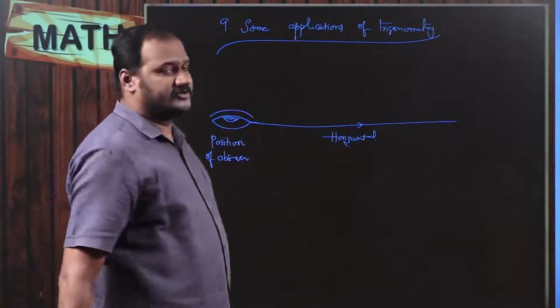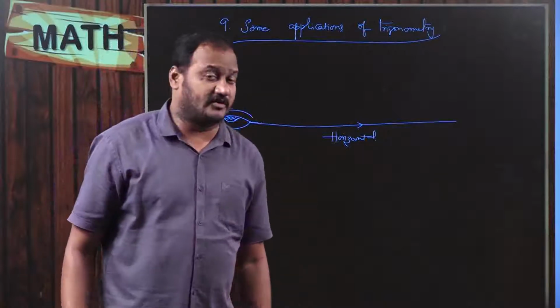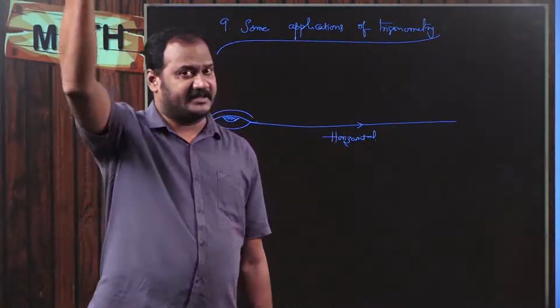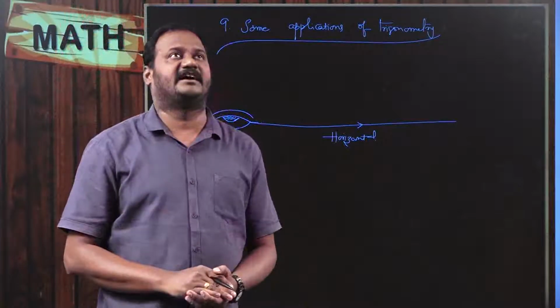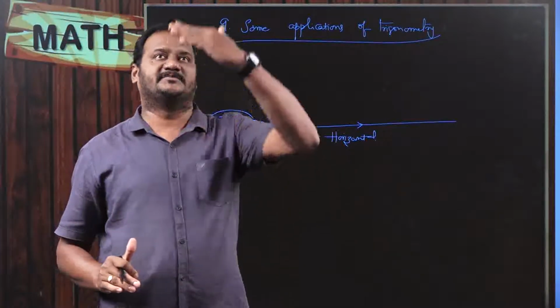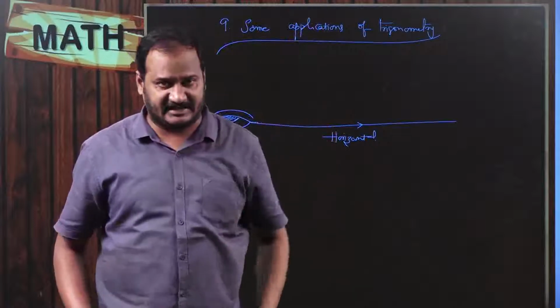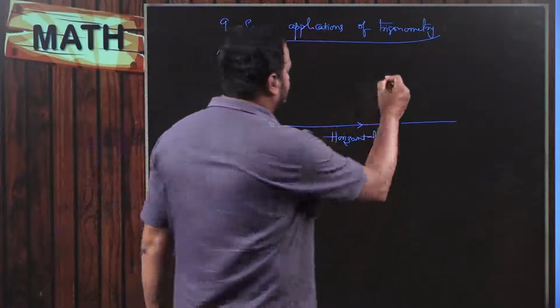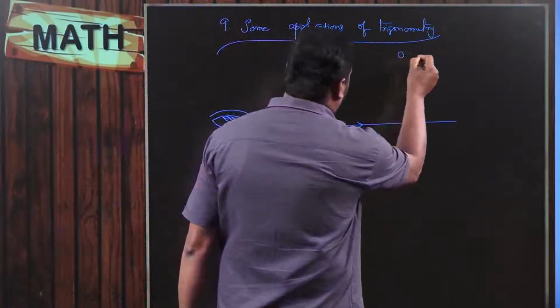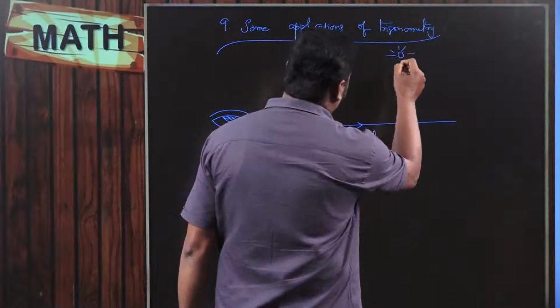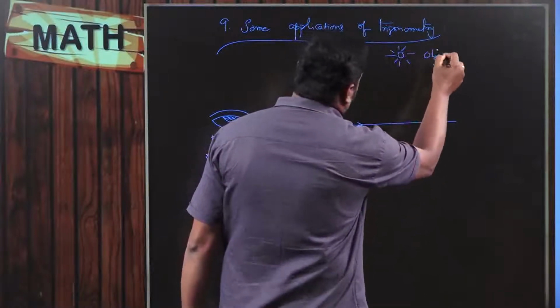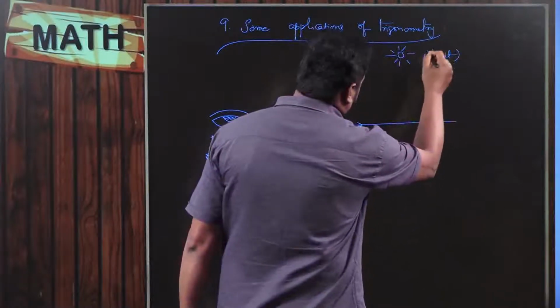So now what am I going to do? I am going to observe one object which is at a higher level than me. Higher level than me means like I am observing the fan, or the top of the building, or the top of the tower, something like that. So this is the position of the object. This is the object.